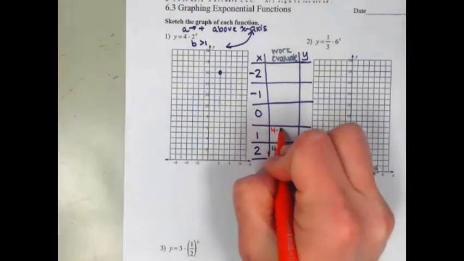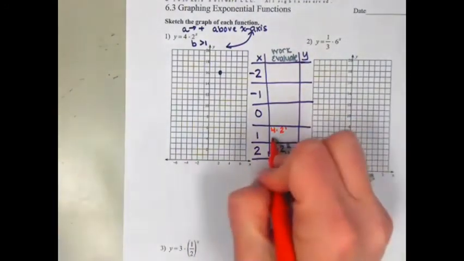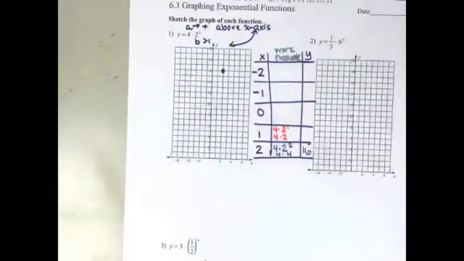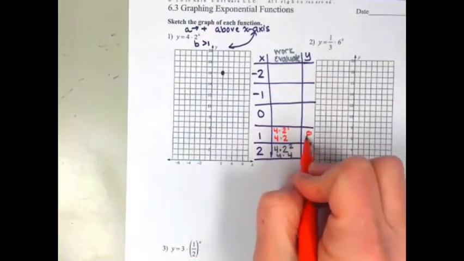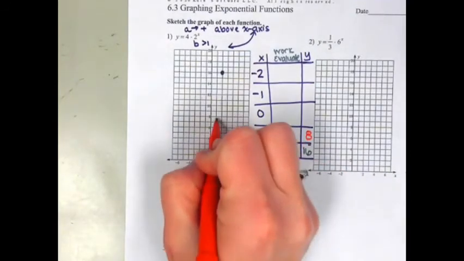4 times 2 to the 1st power. What's 2 to the 1st power? 2. And what's 4 times 2? 8. So can I graph the point 1, 8? Yes, I'm going to go right 1 up to 8.